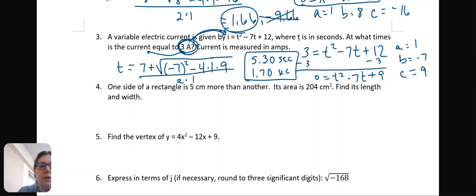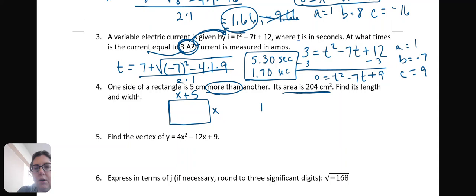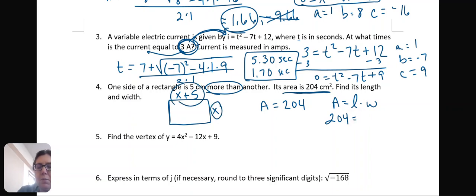Okay? Okay, number 4. Rectangle. So one side of a rectangle is 5 centimeters more than another. So one is x, one is x plus 5. Area is 204. So we're going to plug that into the area formula like we did in number 2. Area equals length times width. So 204 equals these 2 multiplied.